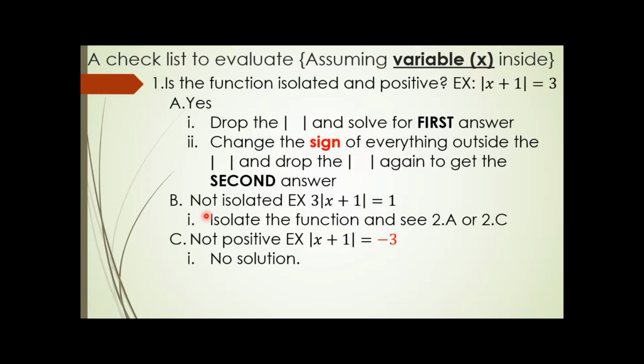You might have a case where it's not isolated, like B. The example is that we have multiplication of 3 times the absolute value function. So we need to take care of that 3 first. We would have to divide both sides by 3 before we can get back to case A, or checklist A, and go through that checklist.